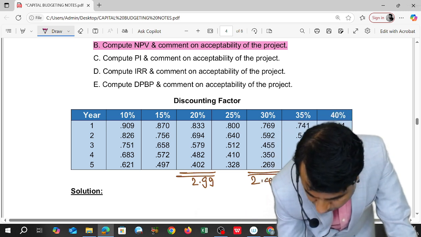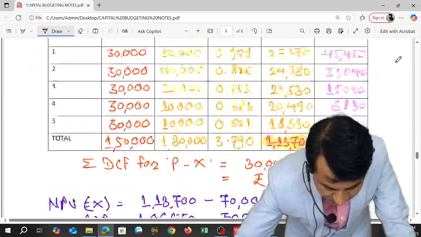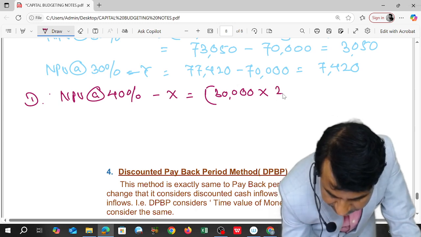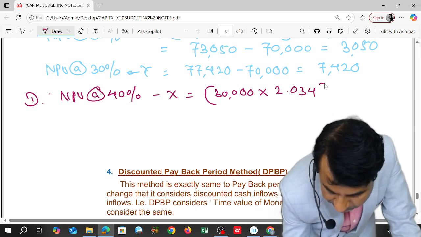So this is coming 2.034. This we can refer only for annuity, my dear. That is for project X. So 2.034 I can do here. And naturally minus 70,000.